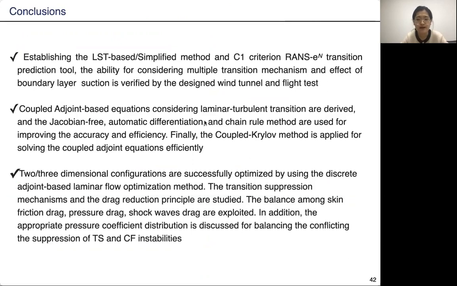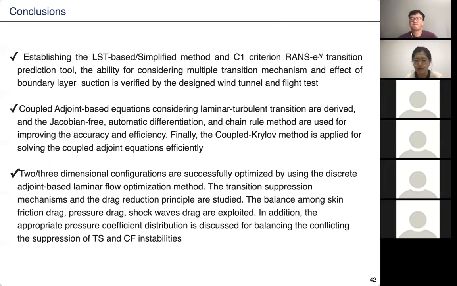Let me conclude my work. Firstly, I established the transition prediction tool. It is able to consider multiple transition mechanisms and the effect of the boundary layer suction. And we verified our code with two experimental tests.